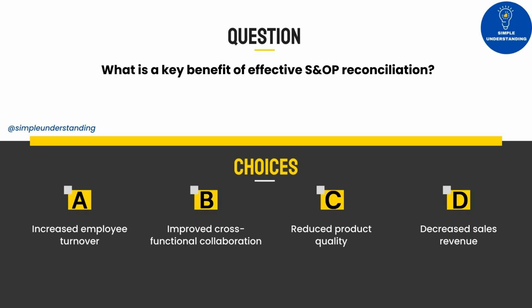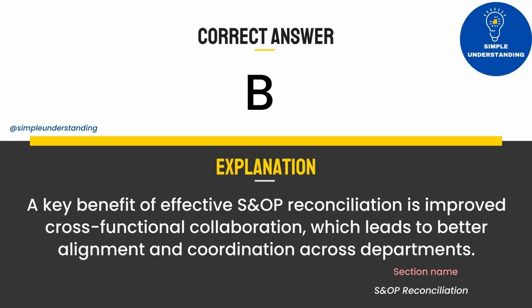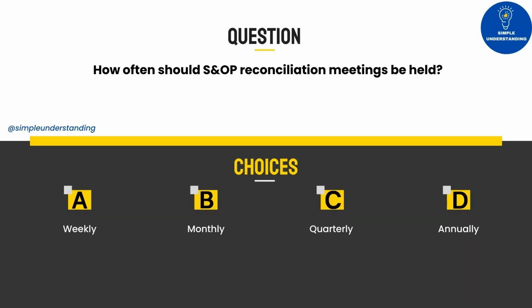8. What is a key benefit of effective S&OP reconciliation? A. Increased employee turnover. B. Improved cross-functional collaboration. C. Reduced product quality. D. Decreased sales revenue. Correct answer: B. Explanation: a key benefit of effective S&OP reconciliation is improved cross-functional collaboration, which leads to better alignment and coordination across departments.